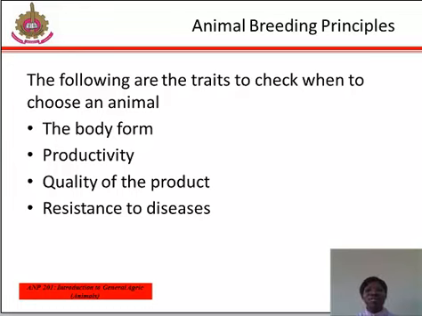The last one is resistance to diseases. This is the ability of the animal to resist disease and to withstand any adverse environmental condition.